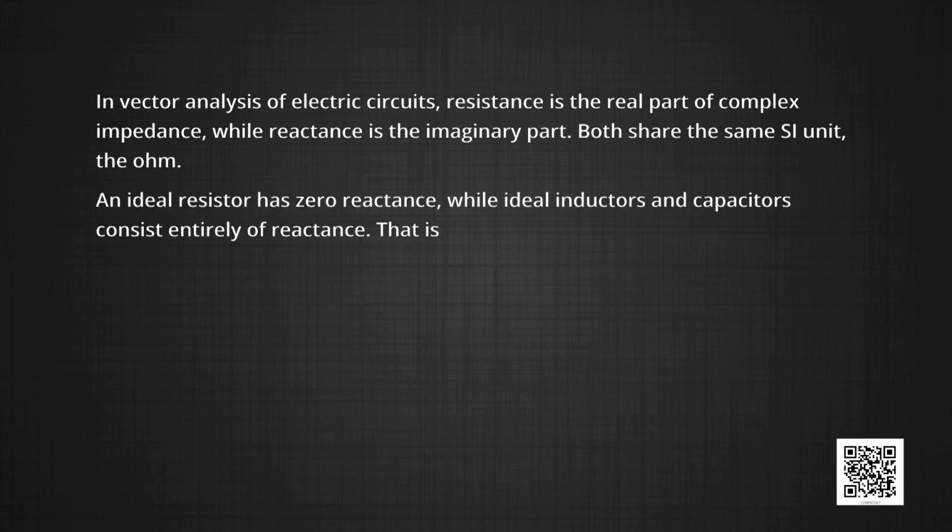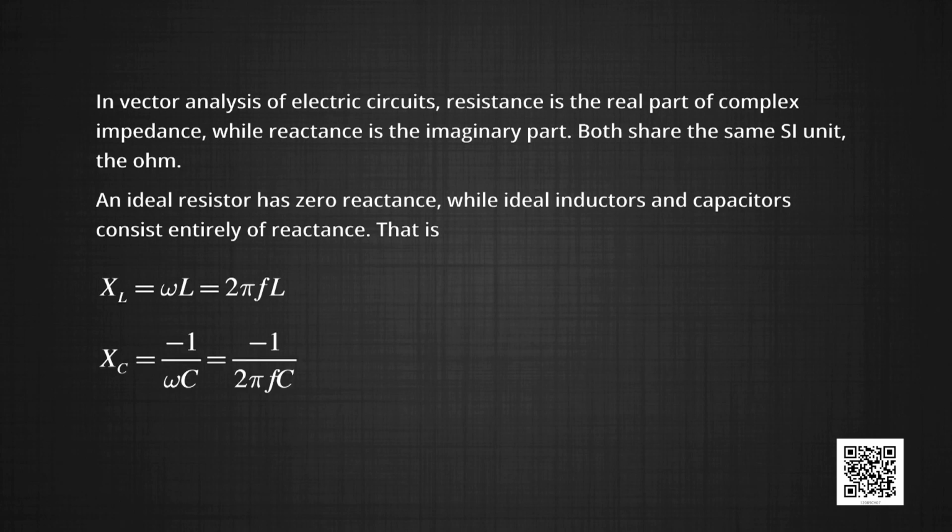An ideal resistor has 0 reactance, while ideal inductors and capacitors consist entirely of reactance, that is XL is equal to omega L, which is equal to 2 pi fL, where f is the frequency and L is the inductance. At the same time, Xc is equal to minus 1 upon omega C, which is equal to minus 1 divided by 2 pi fC.